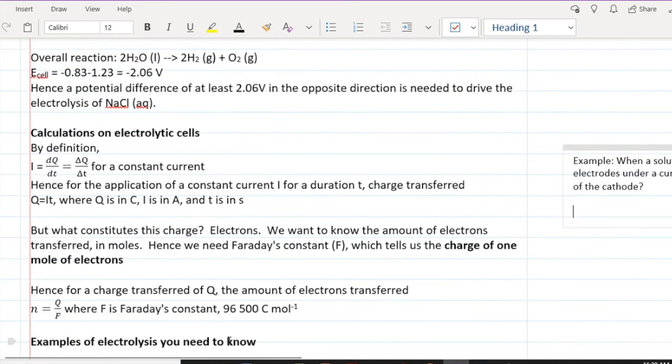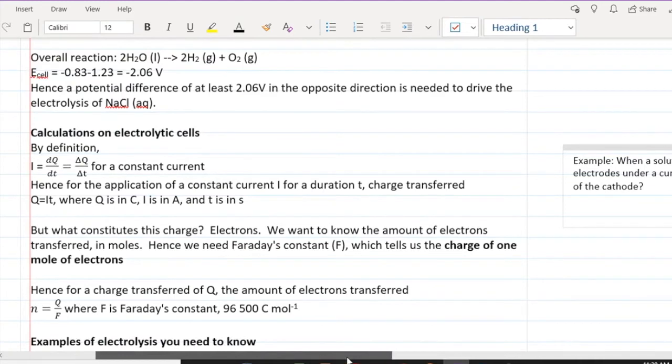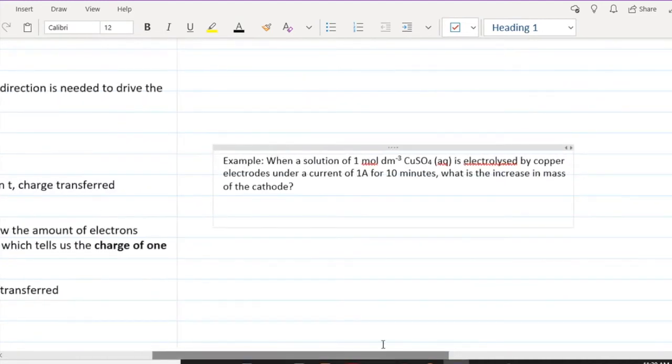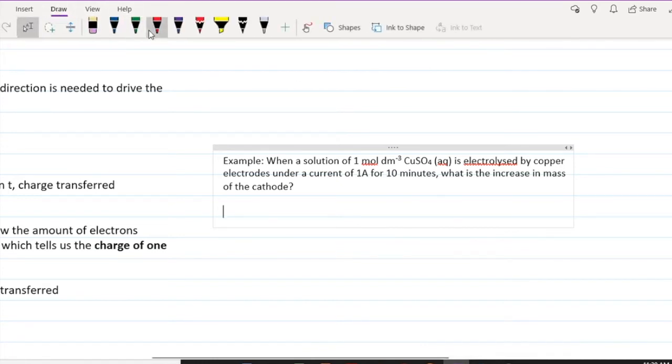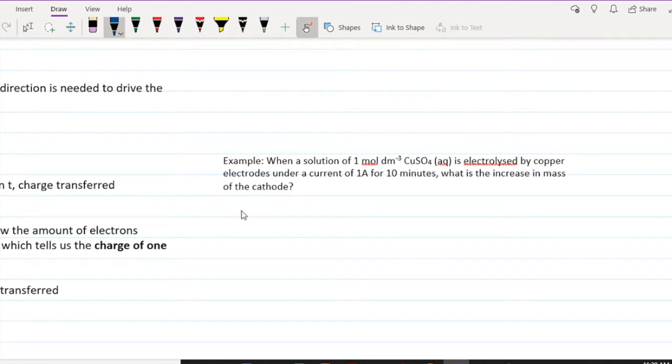So let's look at an example question. When 1 mole per dm cube of copper sulfate solution is electrolyzed by copper electrodes under a current of 1 ampere for 10 minutes, what is the increase in mass of the cathode? Let's first find the total charge that has been transferred. It's 1 ampere times 10 minutes, but remember the time must be in seconds. So it equals 600 coulombs.